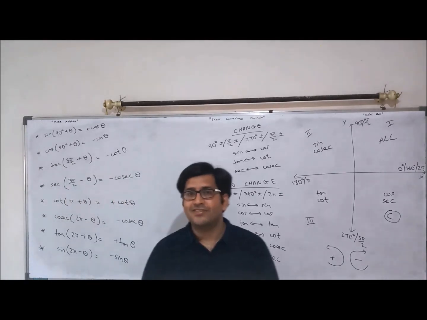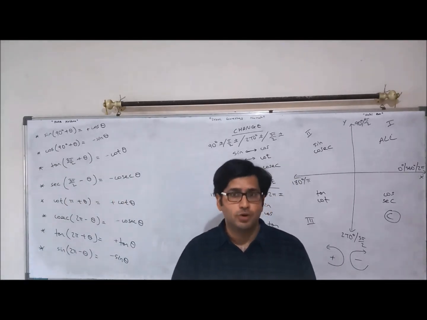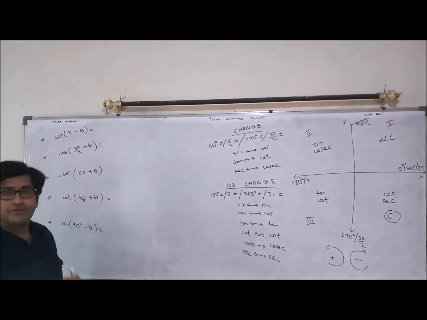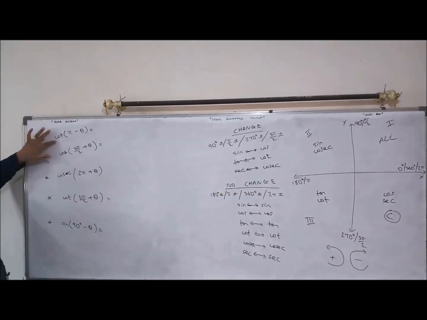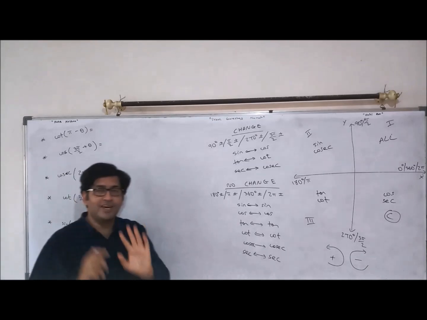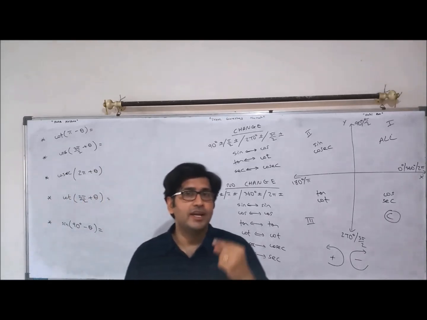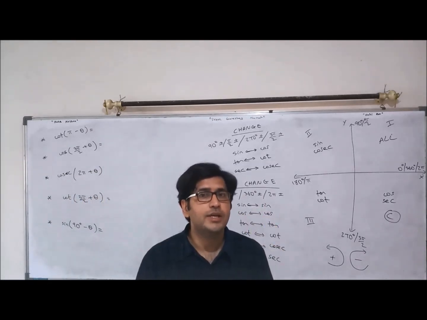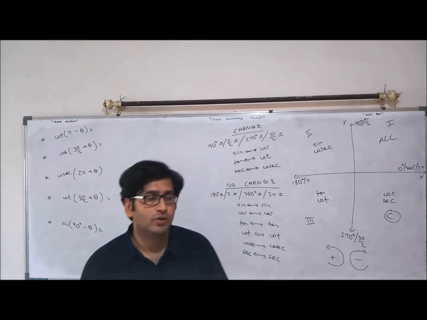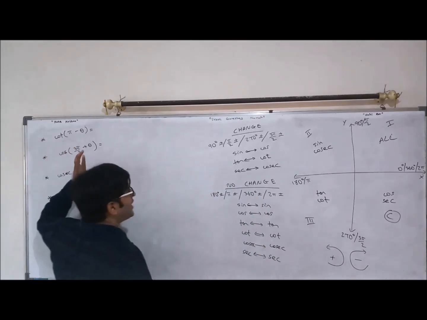Okay students, I will take some more examples so as to get the concept more clear. Stay tuned. Okay students, let's continue with more examples. Cot pi minus theta. Now we will do both steps together. First you have to identify change or no change, and the second thing you will identify is plus or minus. Okay, so we have cot pi minus theta.